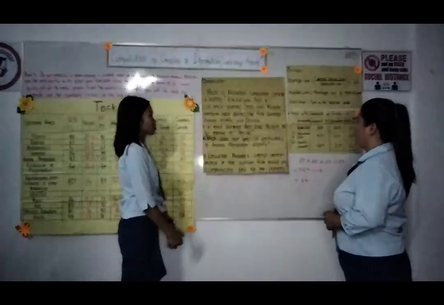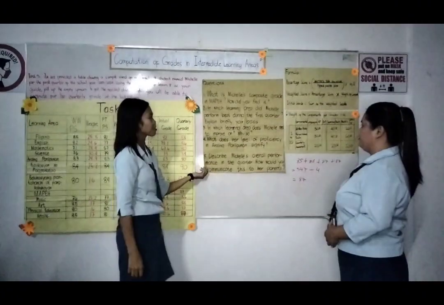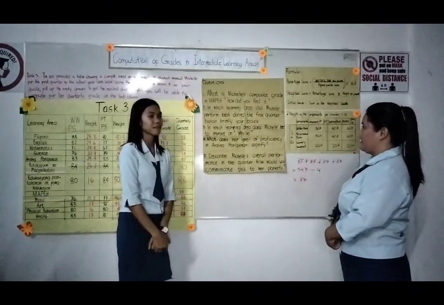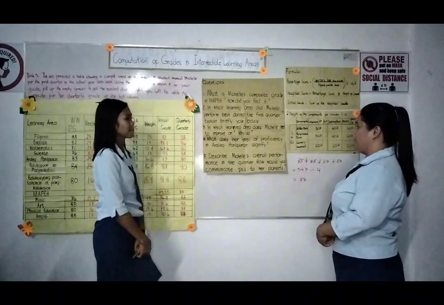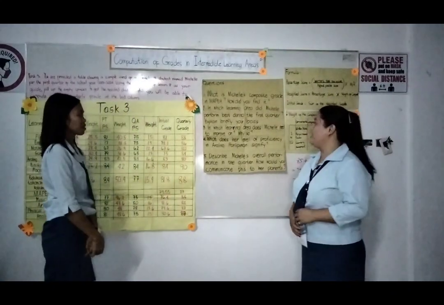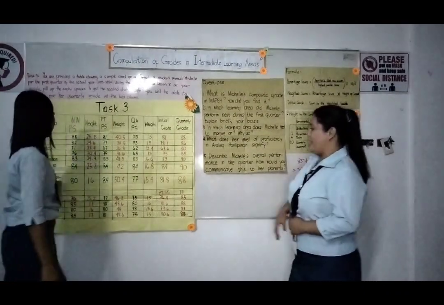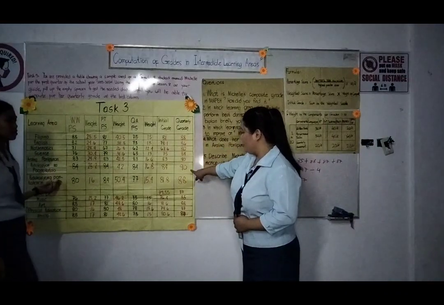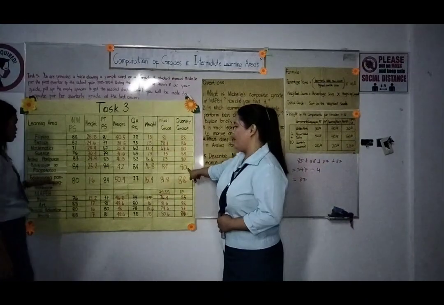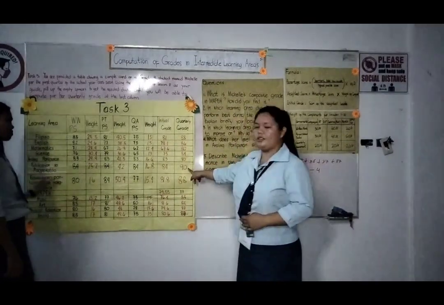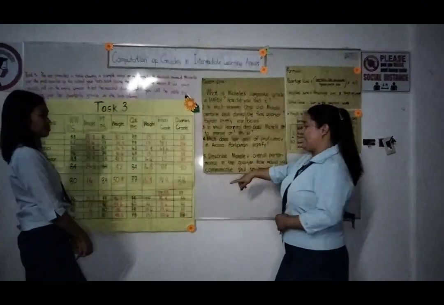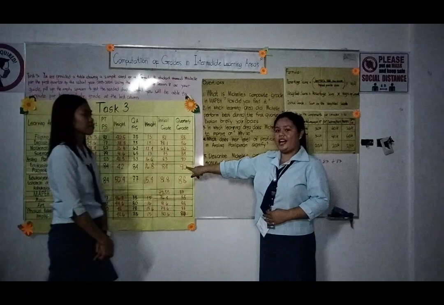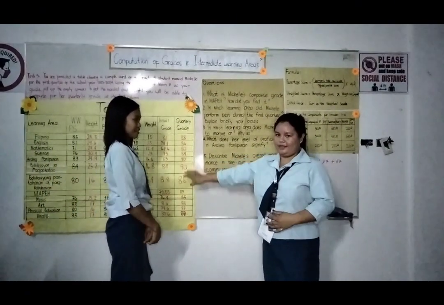So the second question is, in which learning area did Michelle perform best during the first quarter? Explain briefly your basis. So the learning area that Michelle performed best during the first quarter, as we can see here, she got the highest grade in ESP or the Edukasyon sa Pagpapakatao. Since her grade is 90, as we can see here, 90 is the highest grade she got.